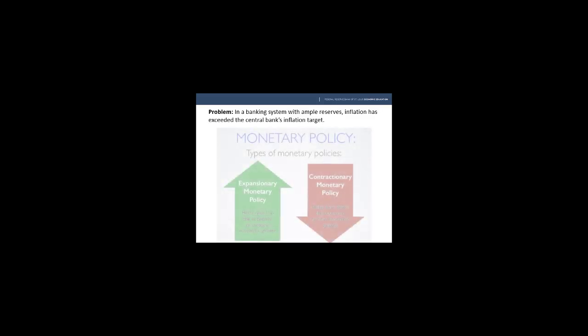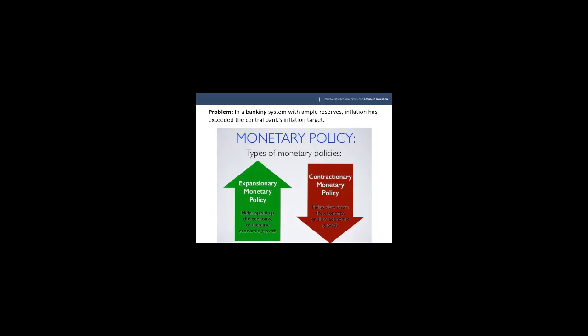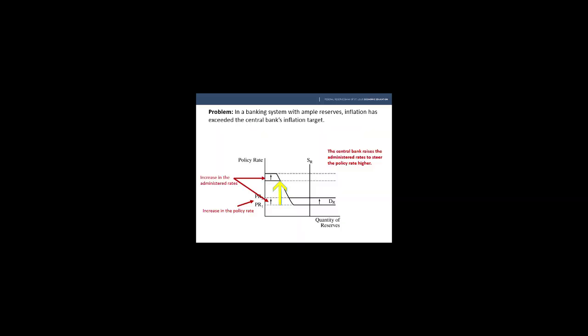In this case, policymakers might decide to use contractionary monetary policy. Why? They want to bring inflation back to the central bank's target rate over time. And this means that policymakers will raise the target range for the policy rate. And this graph shows the upward shift in the central bank's administered rates when policymakers raise the target range for the policy rate.